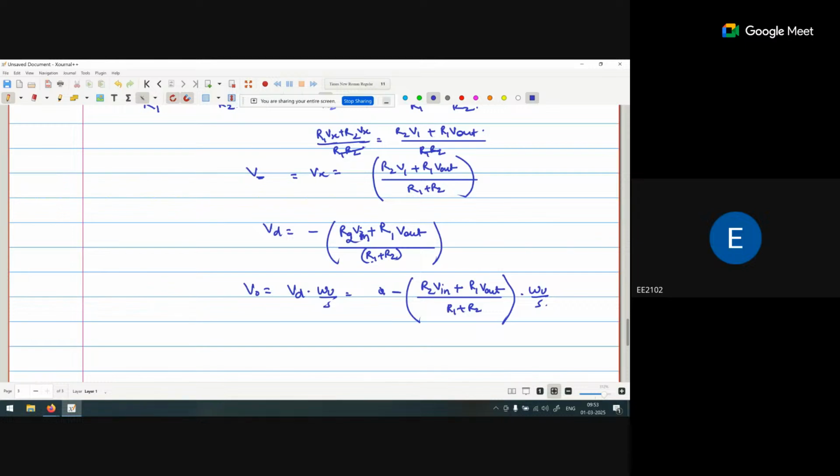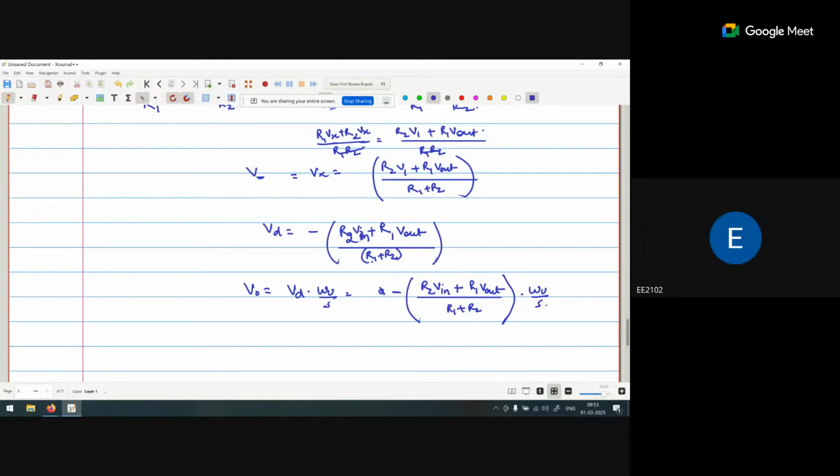I think along with this, no, I have one doubt. Yeah, here we are assuming that V plus and V minus are not equal, sir. We are assuming V plus and V minus are not equal.